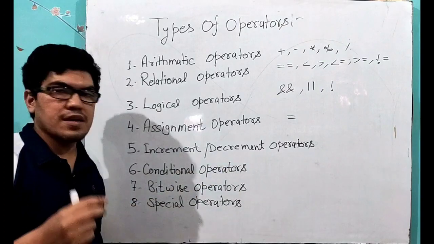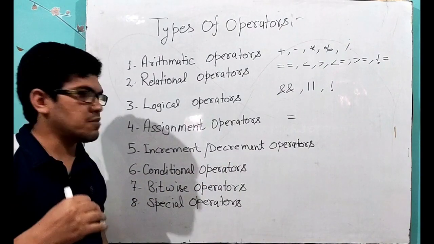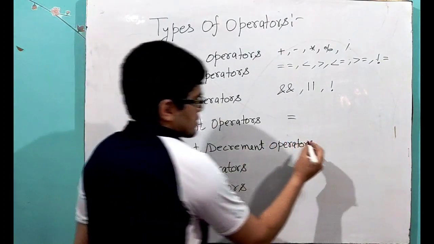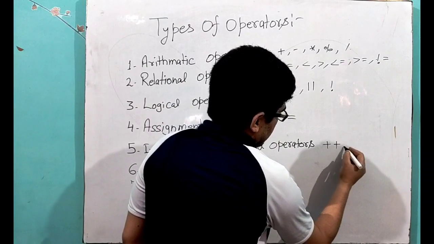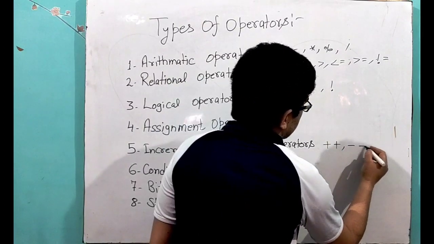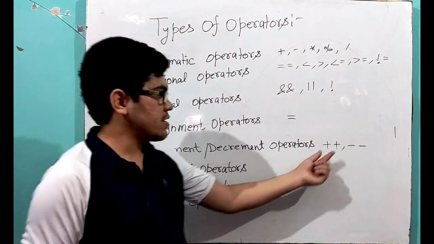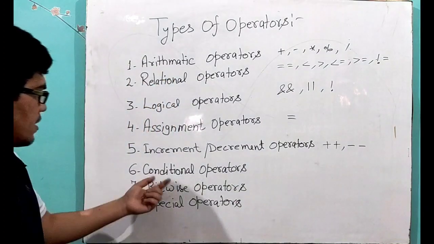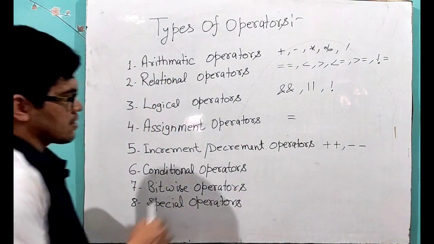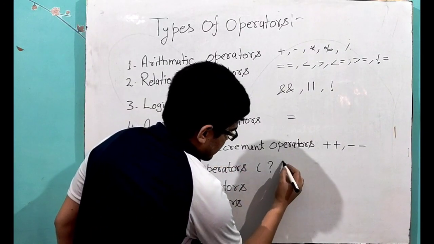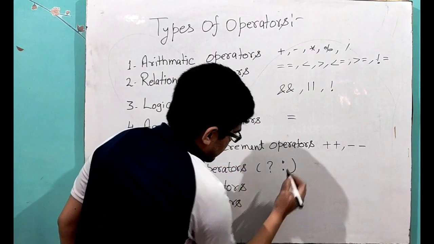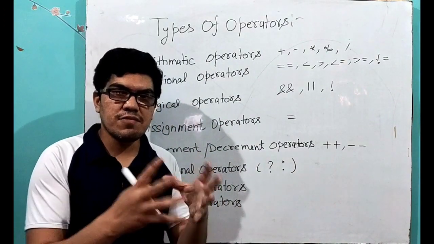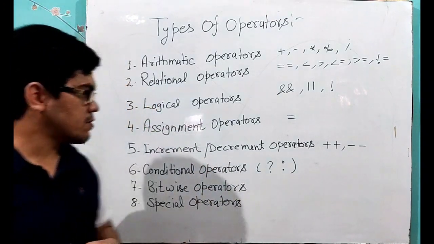Increment and decrement operators are used to increase or decrease the value of a variable by 1. The operators under this category are the increment operator, and this is the decrement operator. This operator will increase the value by 1 and this will decrease the value by 1. Next is the conditional operator. The conditional operator is the only ternary operator. It requires 3 operands, and based on these 3 operands it will assign a value to a variable.